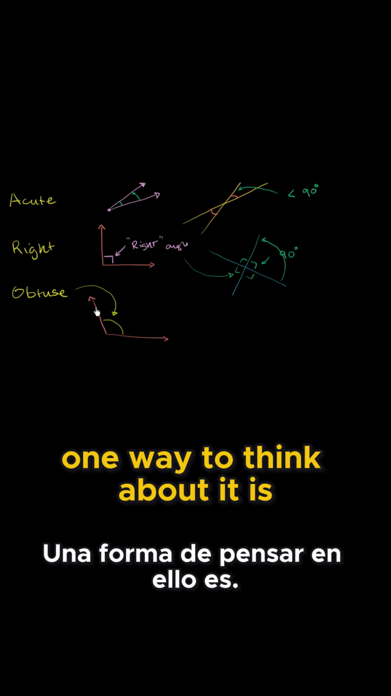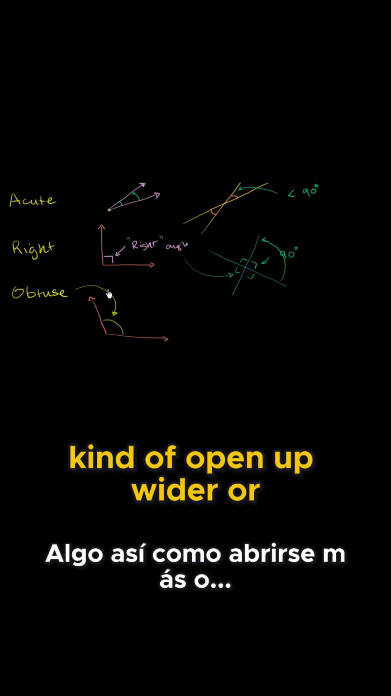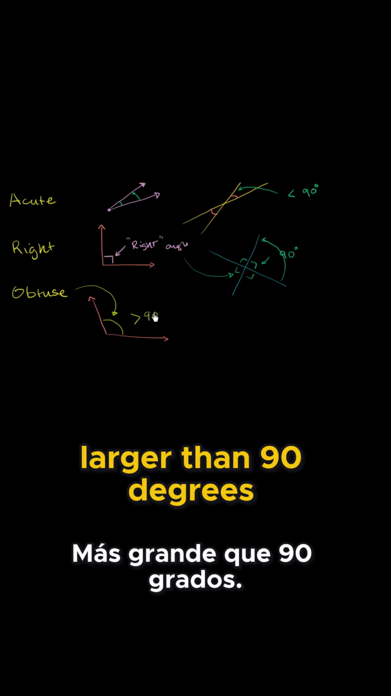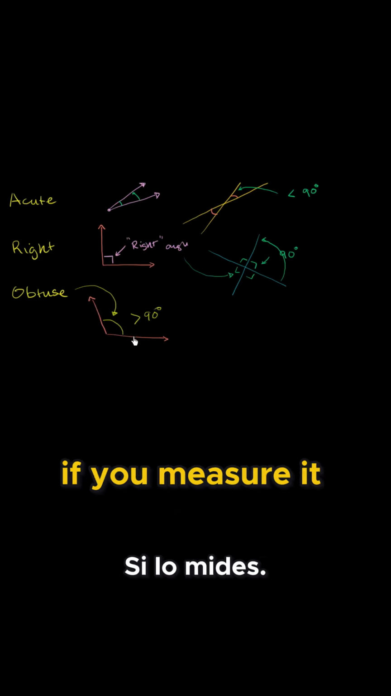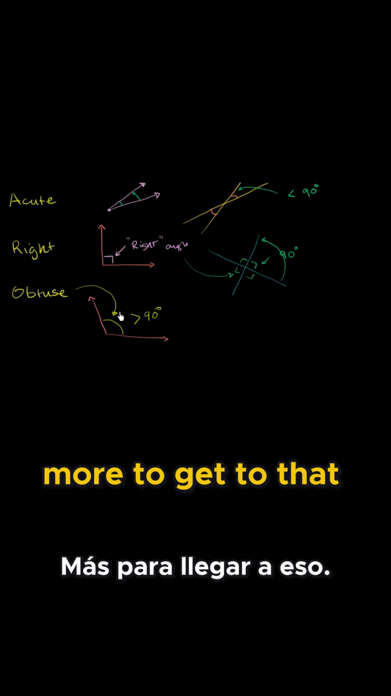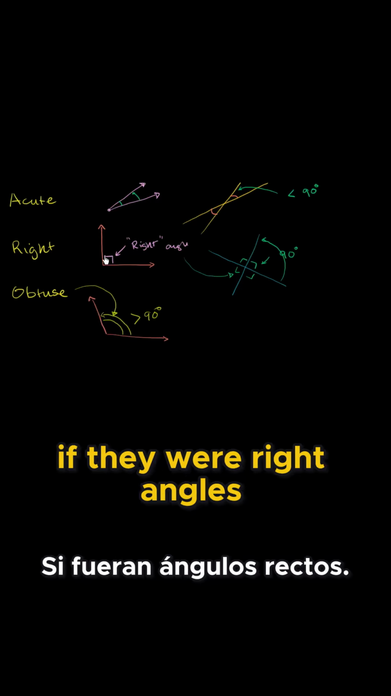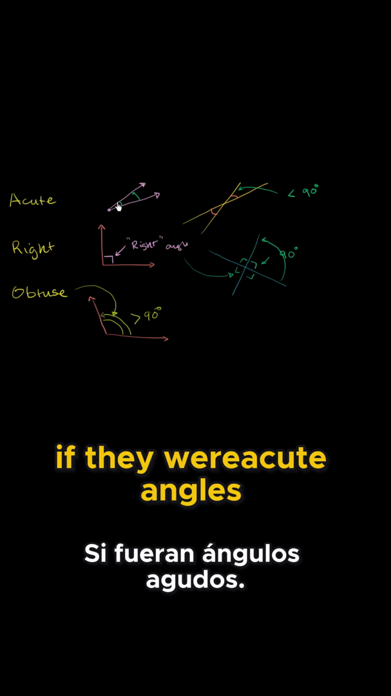But one way to think about it, it's kind of opened up wider, or it's bigger than a right angle. It's larger than 90 degrees. Larger than 90 degrees if you measure it. You would have to rotate this ray more to get to this other ray than you would if they were right angles, and definitely a lot more than if they were acute angles.